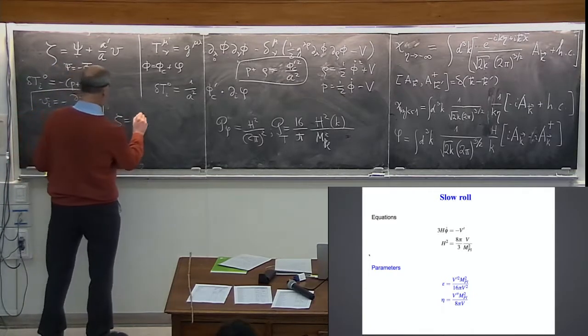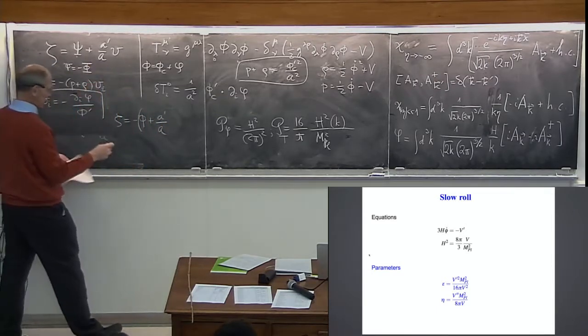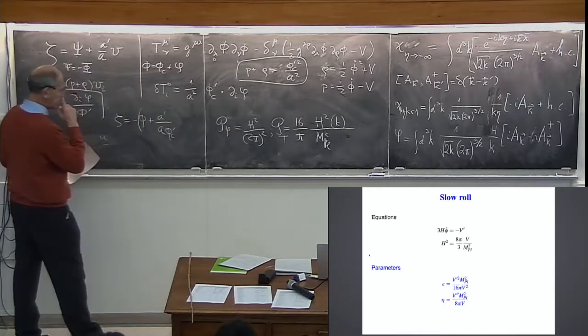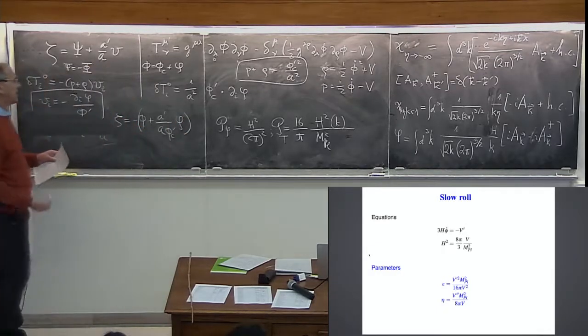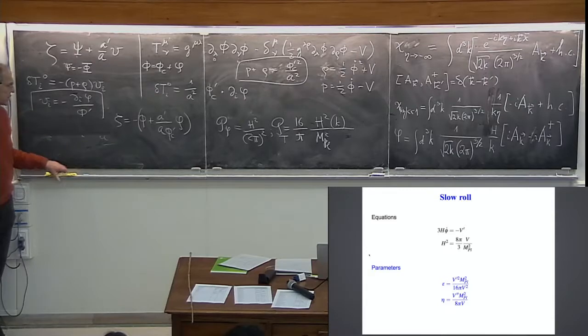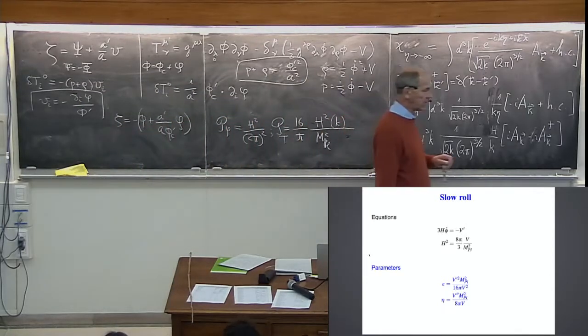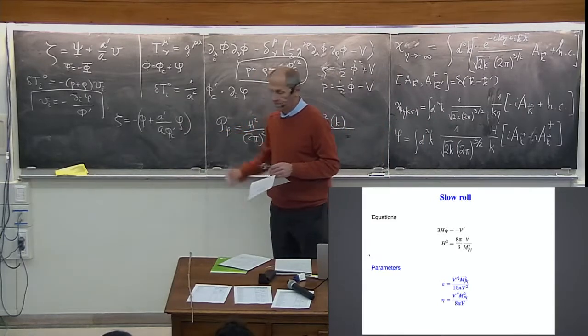equal to minus phi plus A prime over A, which comes from here, over phi C prime, which comes from the expression for velocity I erased, times phi. That's how the perturbation zeta, which characterizes for me the density perturbations in the superhorizon regime, is related to this field phi. Okay?